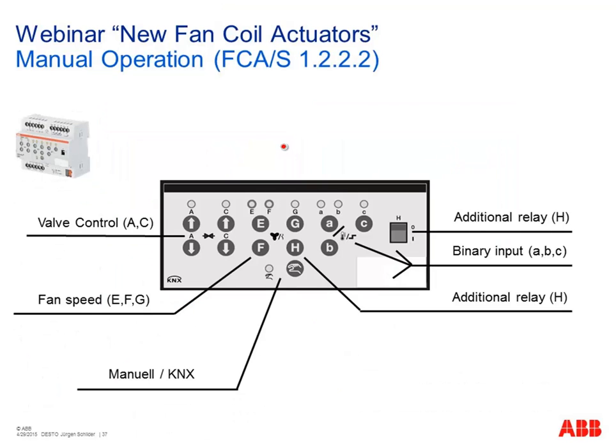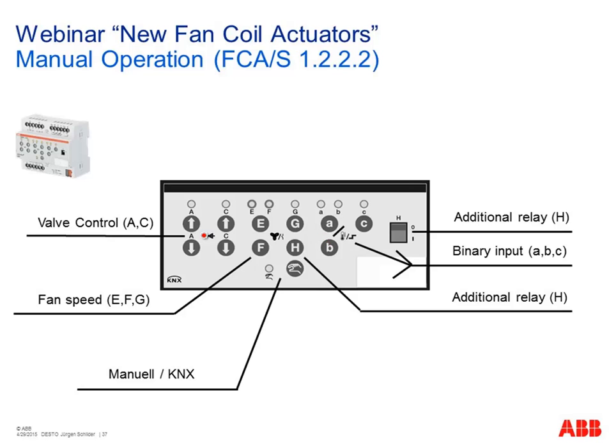Coming back to the hardware a bit, to the manual operation. Similar to all these manual operations you know already from our KNX devices, we have this button with this hand symbol. You press this button until the LED on the left goes on. Then manual mode, or direct manual mode, is active. And with all these buttons you can operate all the outputs, and in this case also the inputs directly.